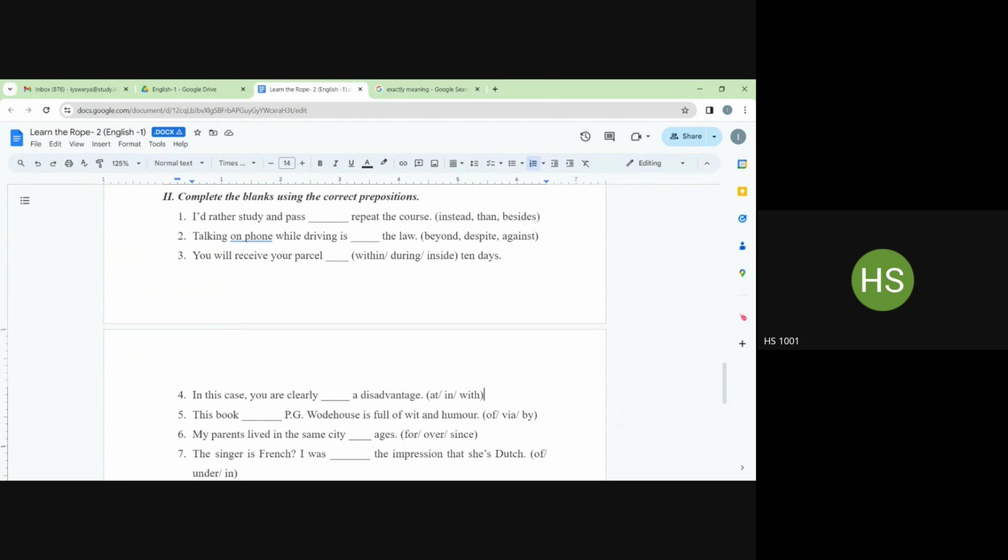Second one: talking on the phone while driving is dash the law. Beyond, despite, against. Against the law. Ma'am, before that, in the first question, should we use than only if the action is continuous? No, nothing like that. Because I'd rather study and pass than repeating the course, will it be a correct sentence, ma'am? Oh, yes, that's also fine.